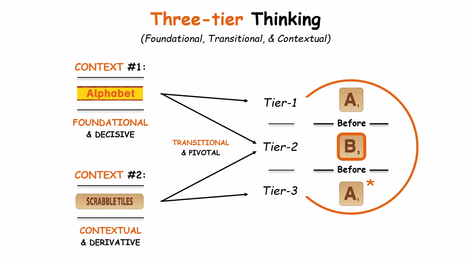and the orange asterisk on the second A in tier 3, signaling the shift from the foundational context to the derivative. We see then that three-tier thinking effectively maps out and captures all the key aspects to consider when addressing primacy issues across every branch of philosophy, making it an invaluable tool moving forward.